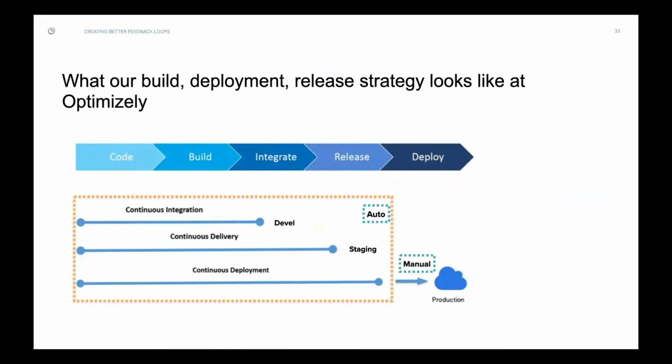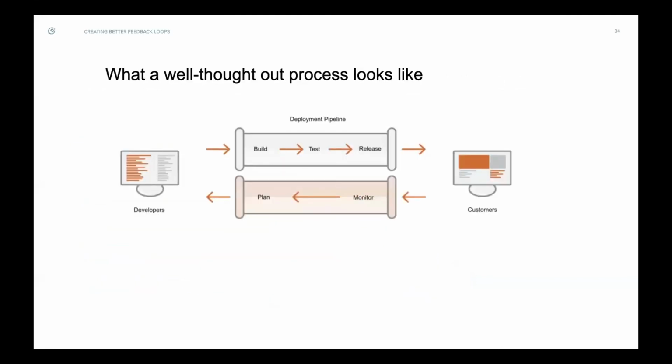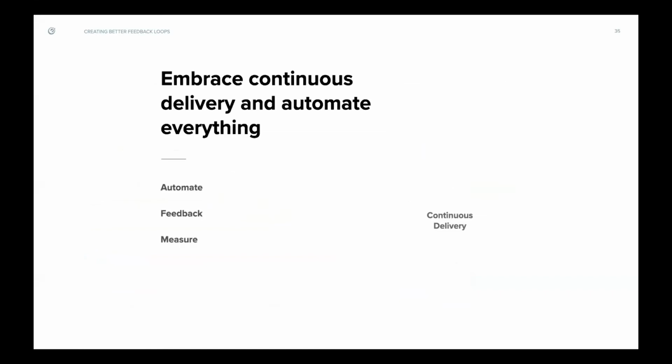Everyone might have some of these aspects, all of them, or none, but the key part here is that most, if not all of it, down to where it can be, is automated. A well thought out process in this feedback loop looks something like this: you've got build, test, release, and it gets out to customers. You take that information back, you plan, it goes back to the developers, and that loop continues to move forward.